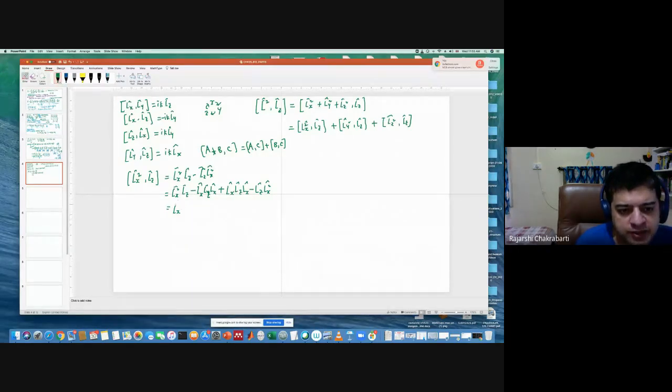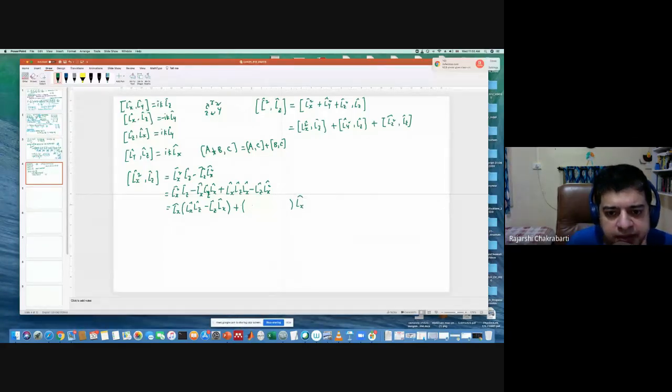If I take Lx common from left, inside I have Lx Lz minus Lz Lx. So one of the Lx will come out, and you get Lx, Lz minus Lz Lx. What about the next term? I'll take common from the right. What will I have here? I'll have Lx Lz minus Lz Lx. Okay, it's fine.